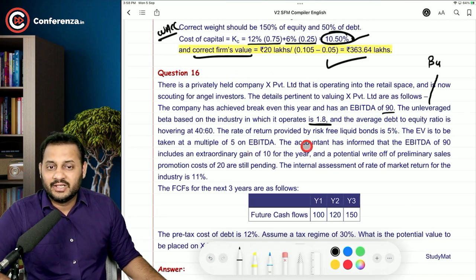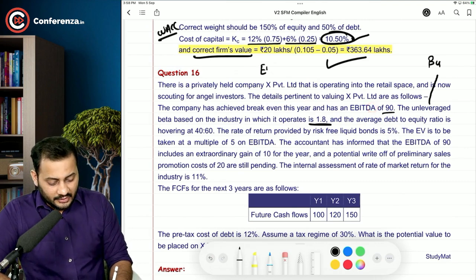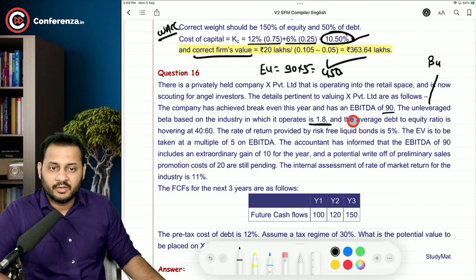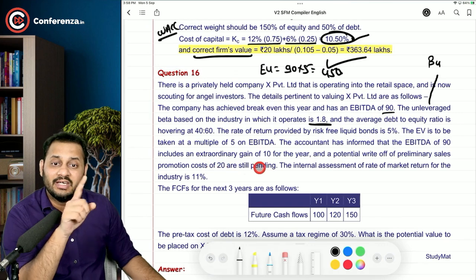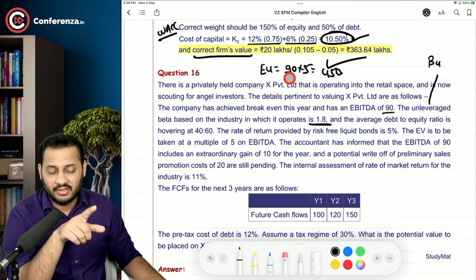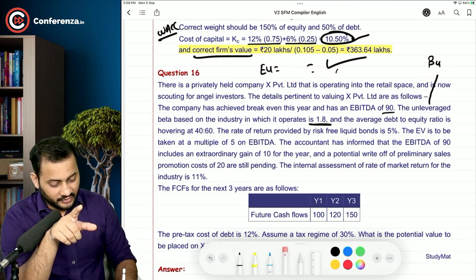Enterprise value is to be taken at a multiple of 5 on EBITDA, which means 90 multiplied by 5, that's 450, whatever the lakhs and whatever it is. Now the accountant has informed that the EBITDA of 90 includes an extraordinary gain of 10 for the year. So we have to reduce that EBITDA first. This will be the wrong figure then.